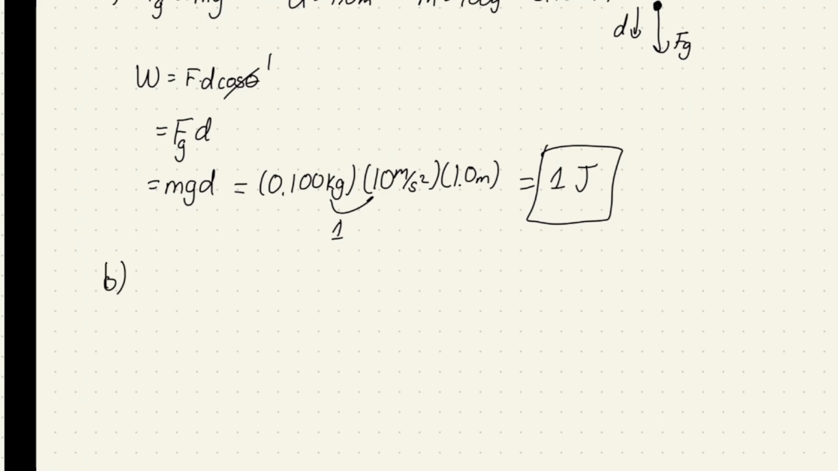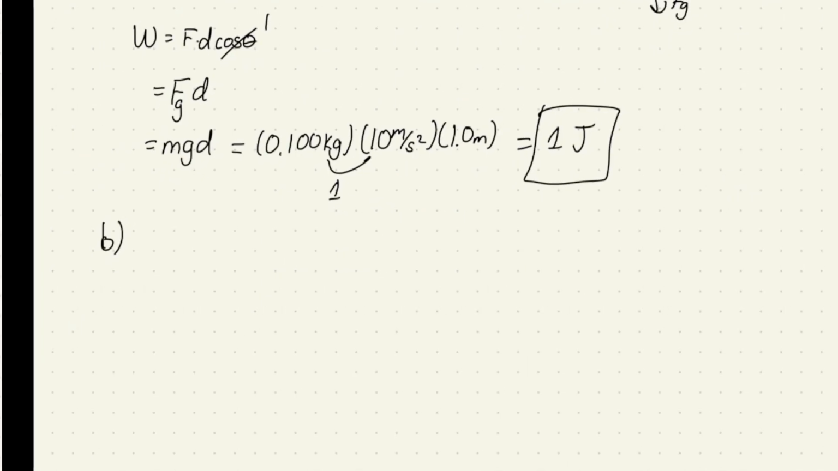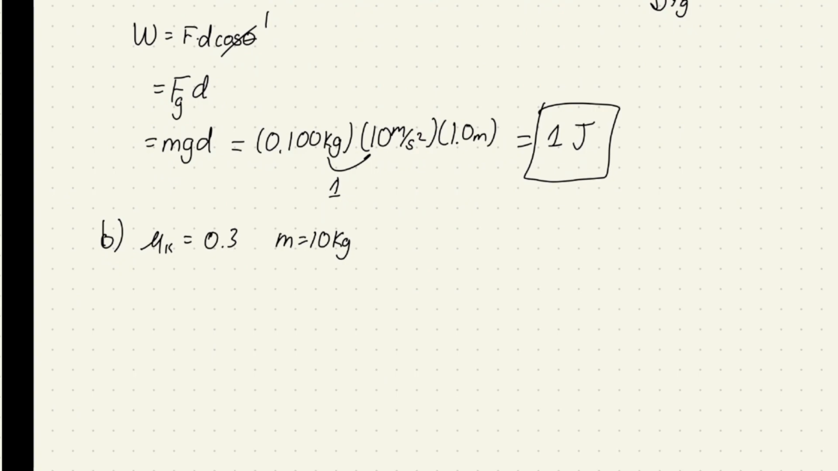We'll try one more. Let's say there's a friction force. So we pushed a box, we've got it going, and then we let go. We stop pushing this box. The coefficient of friction between the box and the floor, we'll say, is 0.3. We'll say the mass of the box is 10 kilograms, and this is on a horizontal surface. And we'll say it's 1.0 meters long, so that's our displacement.